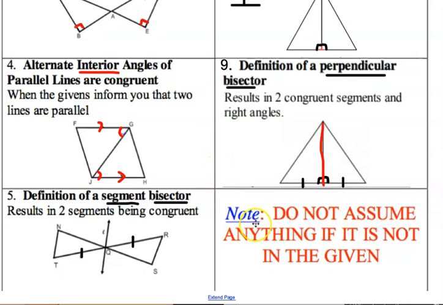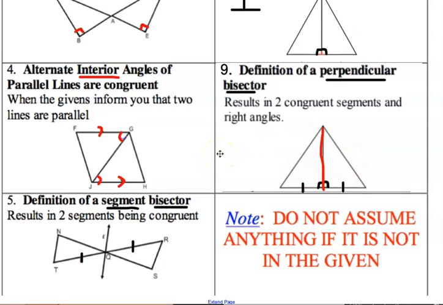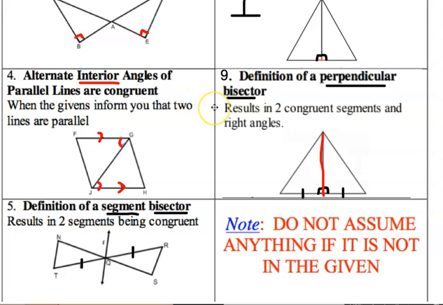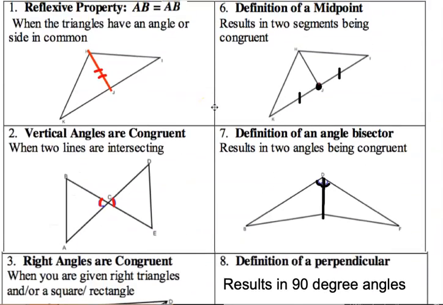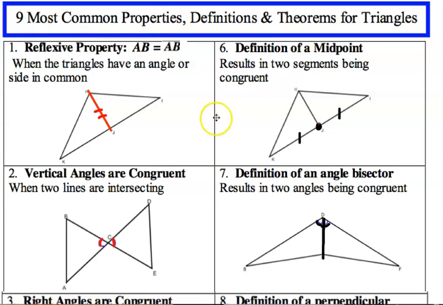But the hardest thing is you cannot assume anything unless it is given to you. So you cannot just make marks unless you know these vocabulary words or they give it to you. Okay? So make sure you've got the sheet of paper for reference, and then we're going to move on. So let's look at our first example.